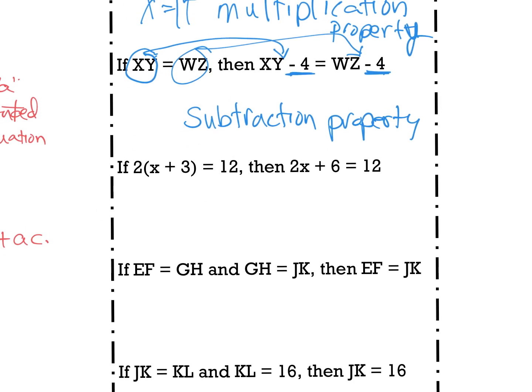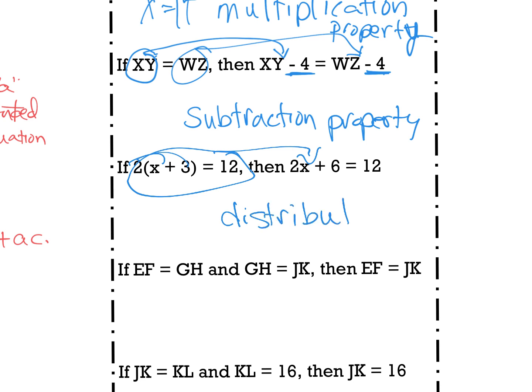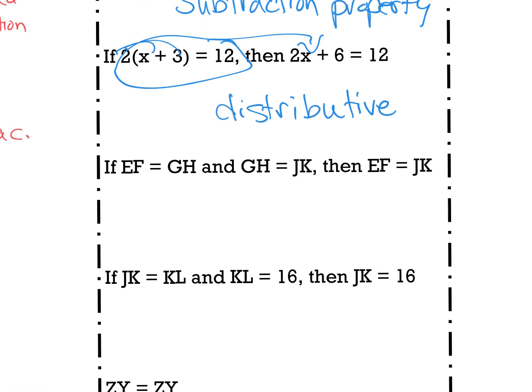Okay. So how did we get from here to here? We did distributive property. Okay. If EF equals GH and GH equals JK, and then EF equals JK, what matches in both of them? Right here. So we're putting these two together. So which property is that? If you said transitive property, good job.